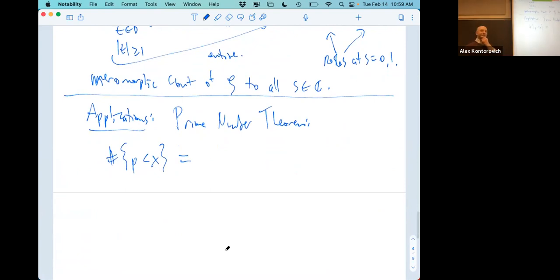How does the prime counting function grow? You guys, other than the people who know. If you don't know, what do you think it is? Terrible question. You know what it is? Something about a log. Yeah.